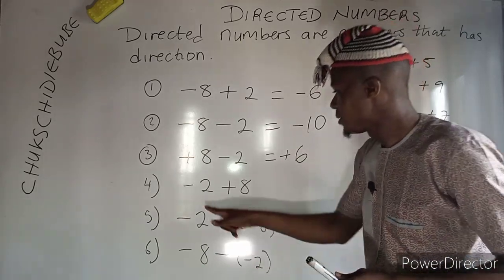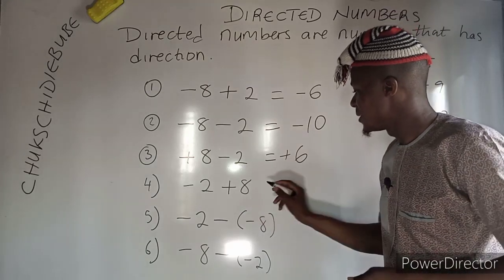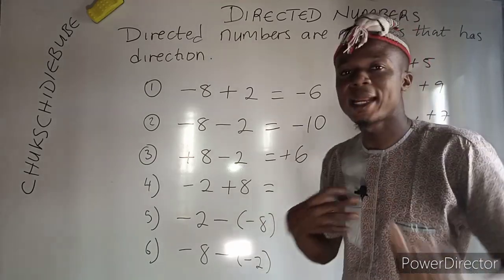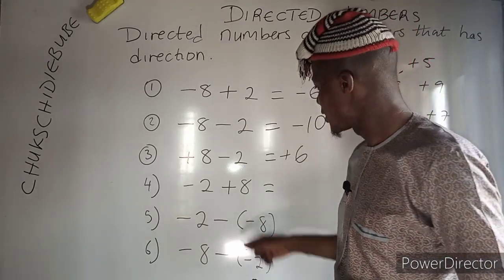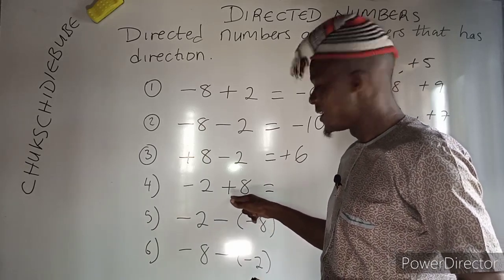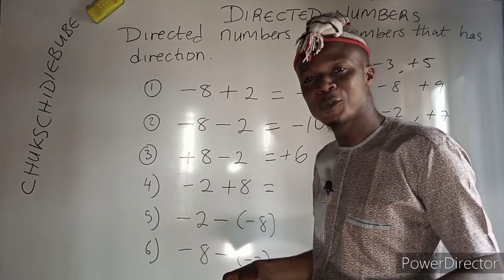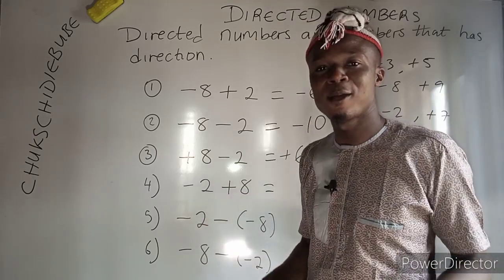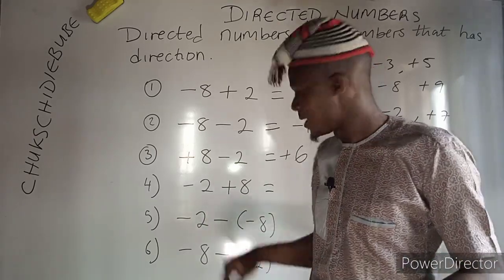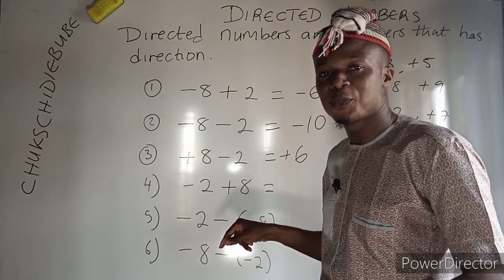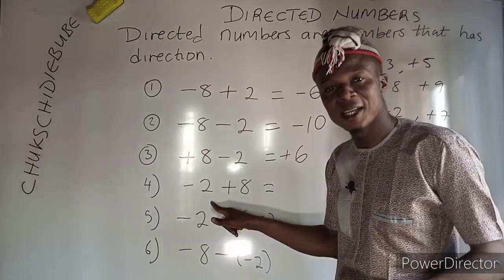Okay. Now minus 2 plus 8. This time around, because what I have is more than what I'm owing someone. So I'm owing you just 2, but I have up to 8. If you knock at my door, I will tell you, my friend, that I have enough, I can pay you. So why are you disturbing me because of just 2?